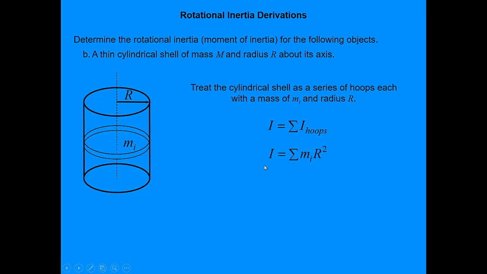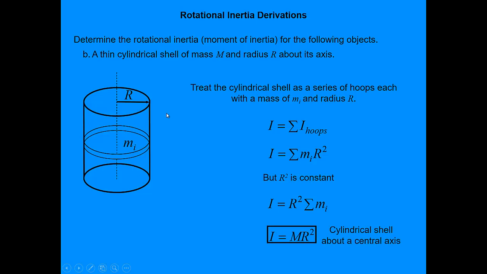But what's true about r for each hoop? Well, it's the same. It's a cylindrical shell. Right? So r squared is a constant, which can be pulled outside of the summation. And what's the sum of all of the mi's if we add up all the masses of all the little hoops? It's capital M. So a cylindrical shell about a central axis has the same rotational inertia as a hoop about the central axis of the same mass and radius.